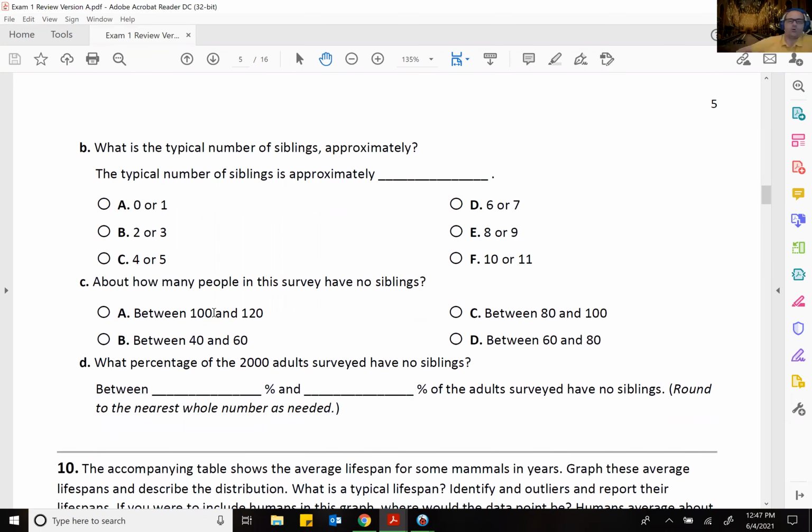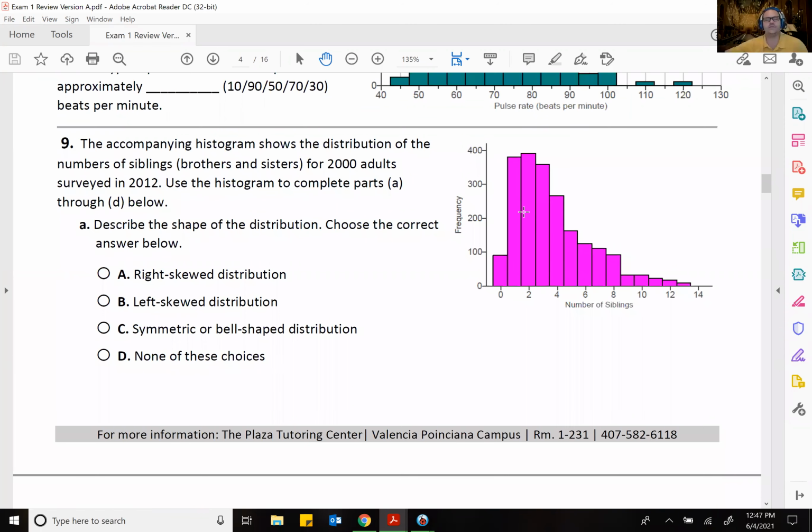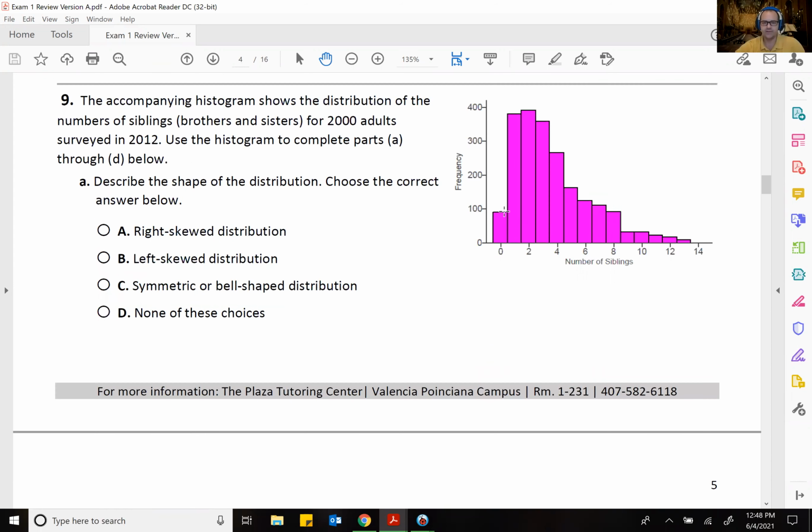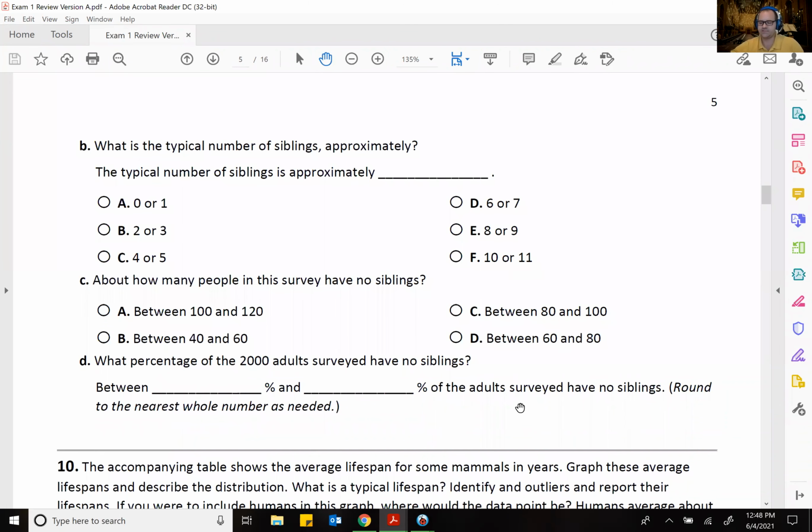It says, how many people in this survey have no siblings? So what do you think? I put C. So C says between 80 and 100. If we look up here, this is definitely close to 100, but it's below it. So I would definitely go with C. We're definitely somewhere probably between 80 and 100.